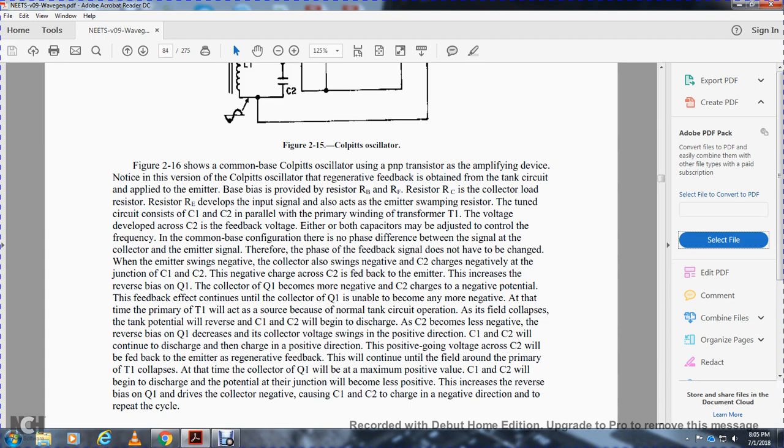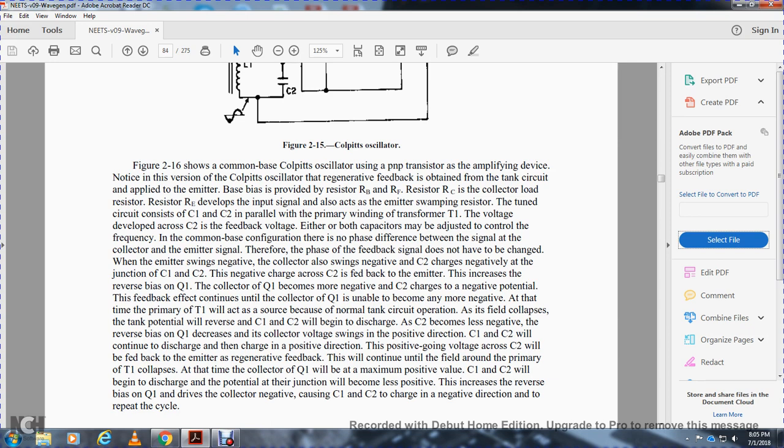The voltage developed across capacitor 2 provides the feedback. Either or both of the capacitors may be adjusted to control the frequency in the common base configuration. There is no phase difference between the signal at the collector and the emitter signal, therefore the phase of the feedback signal does not have to be changed at the emitter.